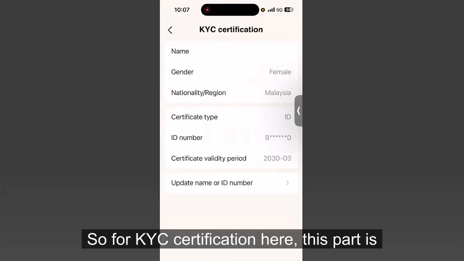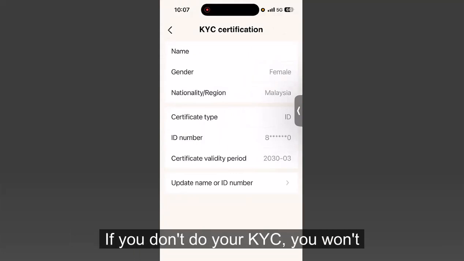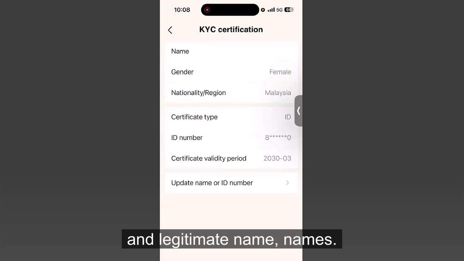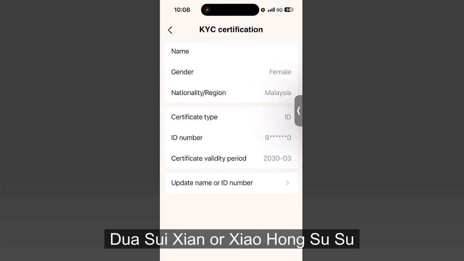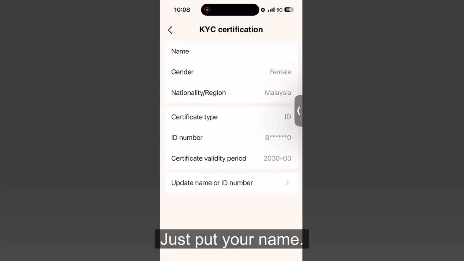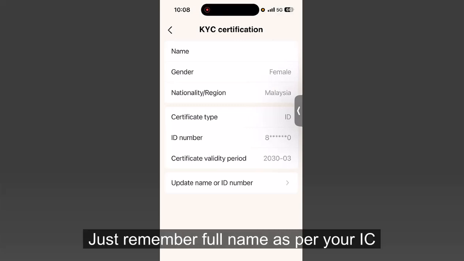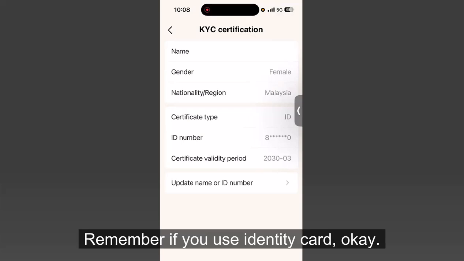All right. So for KYC certification, this part is where you need to submit your KYC before you do any withdrawal. If you don't do your KYC, you won't be allowed to withdraw. And for KYC, please input everything in order and with legitimate names. Don't put your nickname, like 大炮仙 or 大水仙 or 小红叔叔 or whatever. Just put your name. If you are called Gao, please put Gao. Please remember, full name as per your IC or ID card. Your ID card means your identity card.